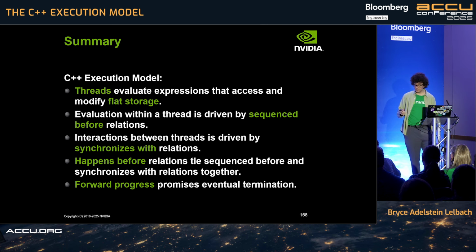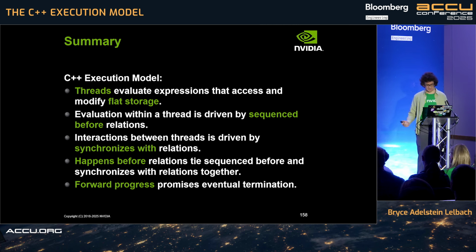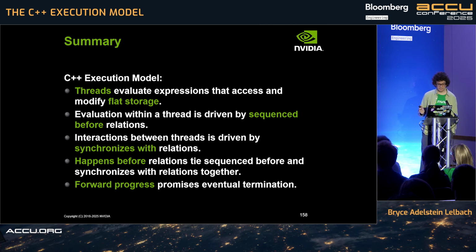So we've reached the end of our journey, for this talk at least. To summarize, in the C++ execution model, threads evaluate expressions that access and modify flat storage. Evaluation within a thread is driven by the sequenced before relations, and interactions between threads are driven by synchronizes with relations. Happens before relations tie together sequenced before and synchronizes with relations. And forward progress promises eventual termination.